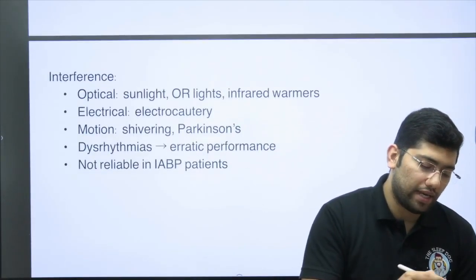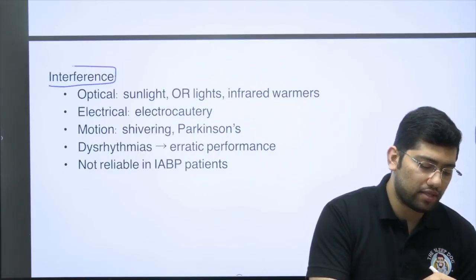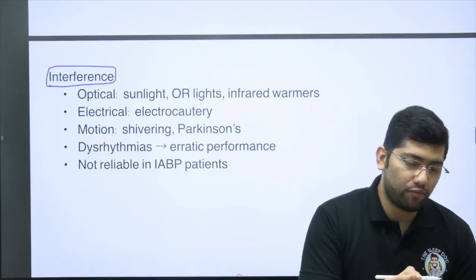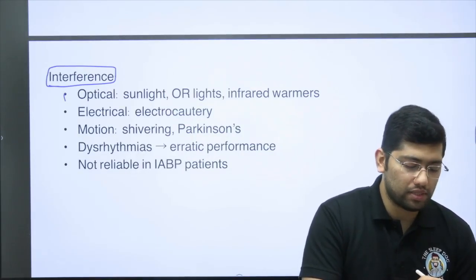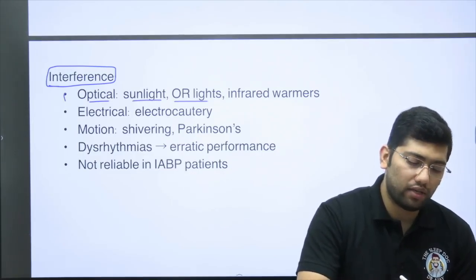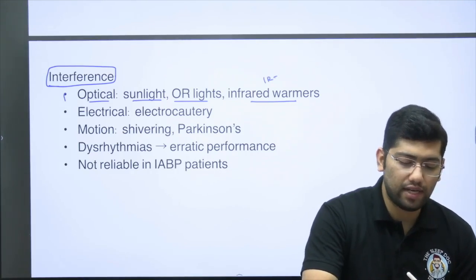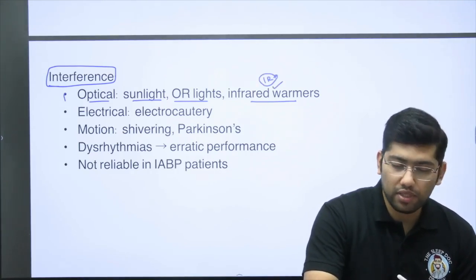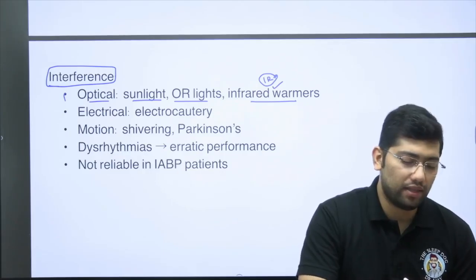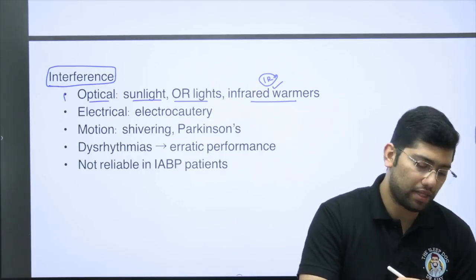Now, what is the next limitation? When there is interference. Interference from what? From other optical sources. It can be either sunlight or OR light or infrared warmers. We are using infrared lights, right? So the infrared warmers also will be emitting the same light. That interference can happen in a pulse oximeter.